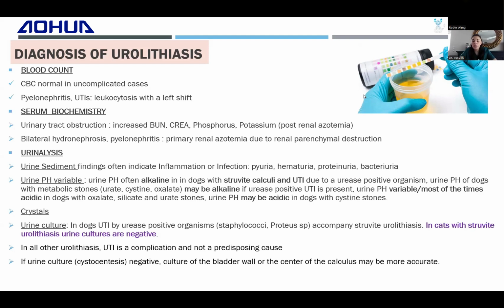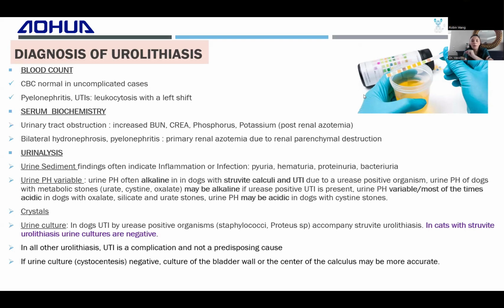Okay. The urine pH is variable. We can have an alkaline pH in dogs with struvite calculi and UTI due to urease-positive organisms. And the urine pH of dogs with metabolic stones like urate, cystine, or oxalate may be alkaline if a urease-positive UTI is present as well. Could be variable, most of the time acidic in dogs with oxalate, silicate, and urate stones. And it may be acidic in dogs with cystine stones.